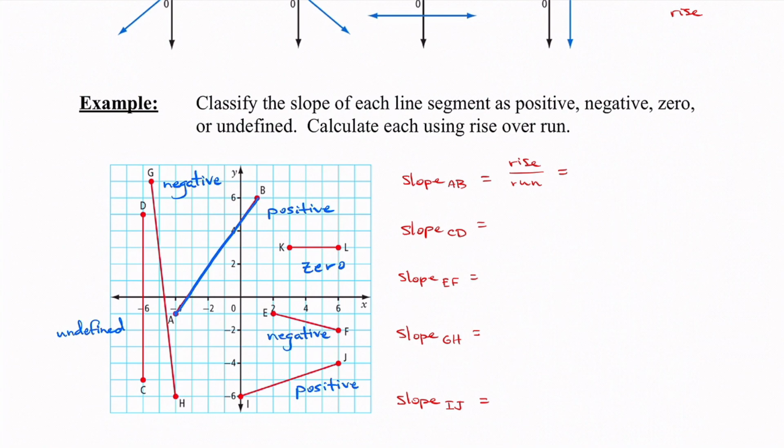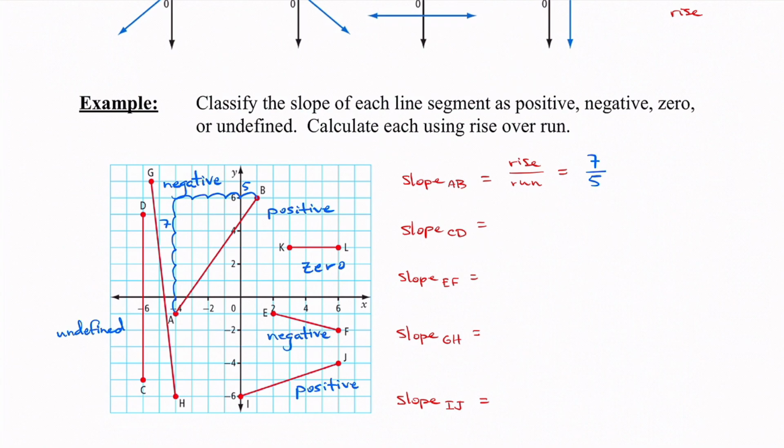So what we want to do is count how much it rose and how much it ran. So we are going to count that. It rose 1, 2, 3, 4, 5, 6, 7. So it went 7 up. And then it went 1, 2, 3, 4, 5 over. So that is 5. So our rise is 7, and then our run is 5.